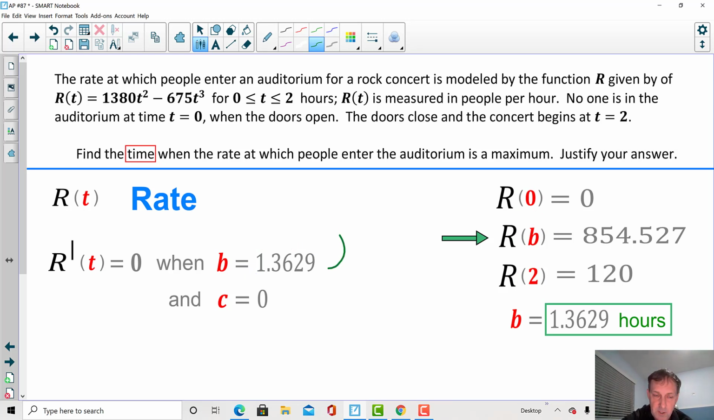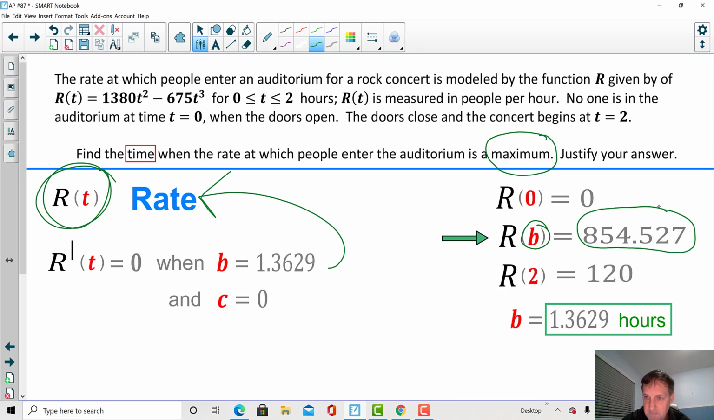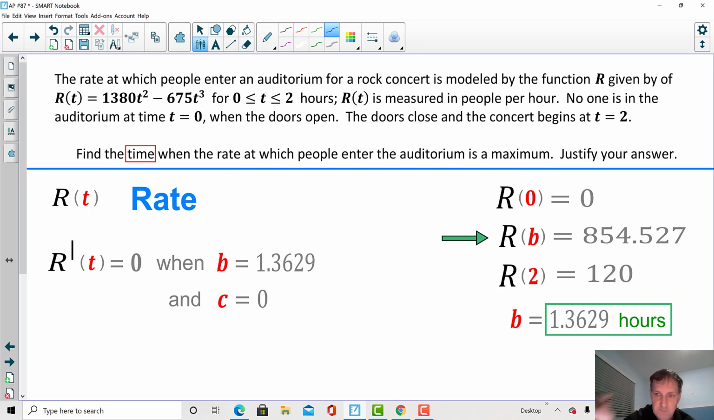And basically, you just plug them into the original function, so we plug them into our rate function, because that's the thing we're trying to maximize or minimize. In this case, we want to maximize it. So you plug in your critical number into that rate, you get 854.527, and we check the endpoints. The endpoints give us 0 and then 120. So the maximum clearly occurs at this time. So we'll say when your time is 1.362 hours. And that maximum amount would be this amount here.